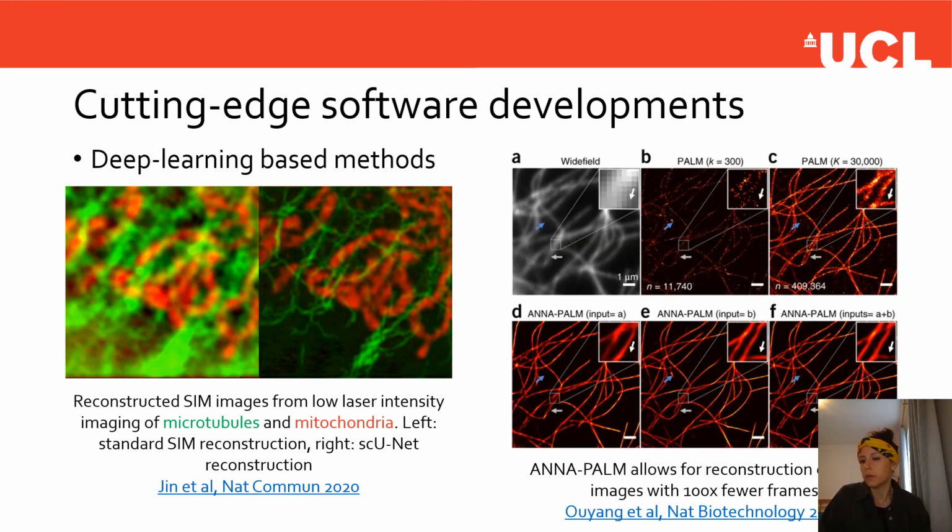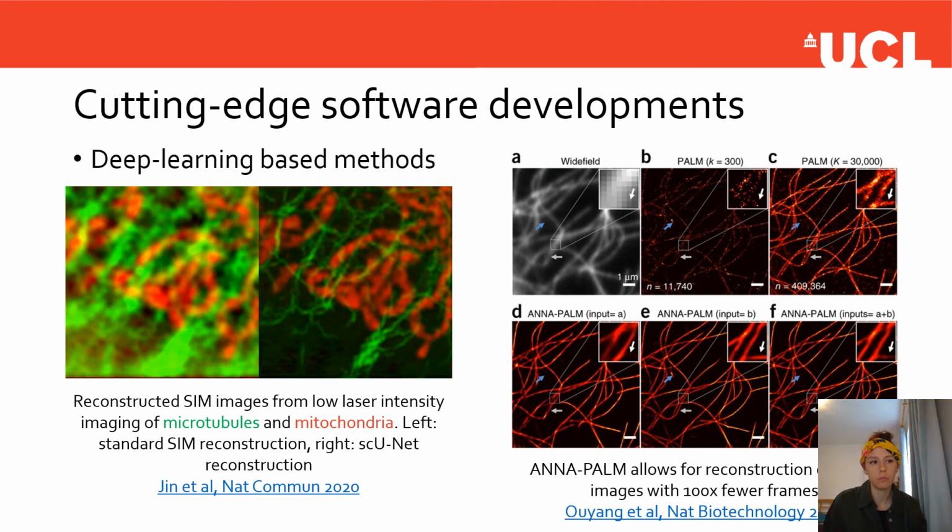And there's other, this is a really, really growing field, but another example is ANNA-PALM. And this learns how to make good super resolution reconstructions with much fewer frames than you'd normally put into a single molecule reconstruction. So this is an example here of a wide field image. If you use 300 frames to make your PALM image, then it would look like this. If you use 30,000 frames to make your PALM image, it would look like this. And the cool thing with ANNA-PALM is it learns how to make an image that looks like it was acquired with 30,000 frames from data that's only 300 frames. So again, that's pretty cool.